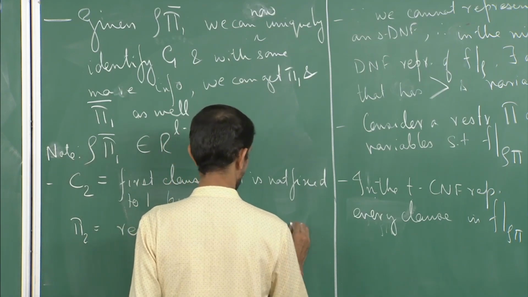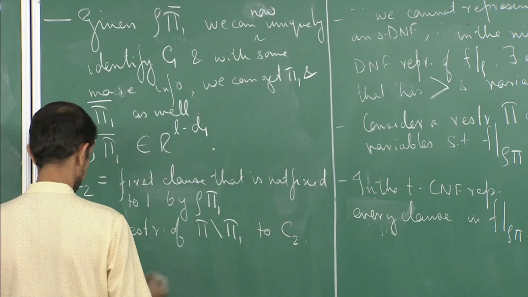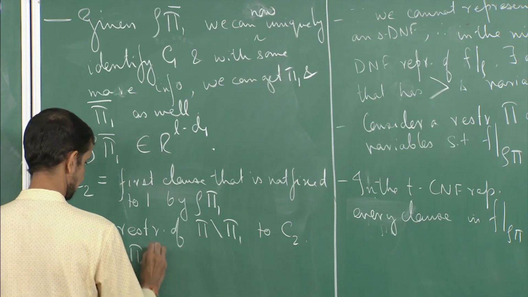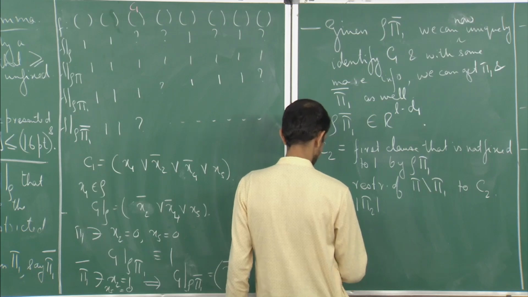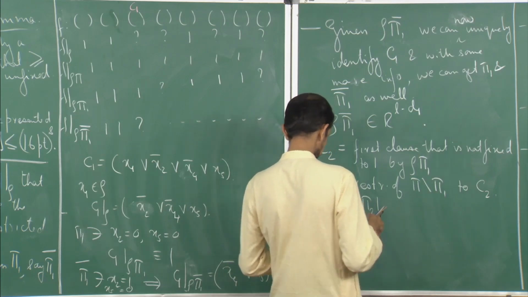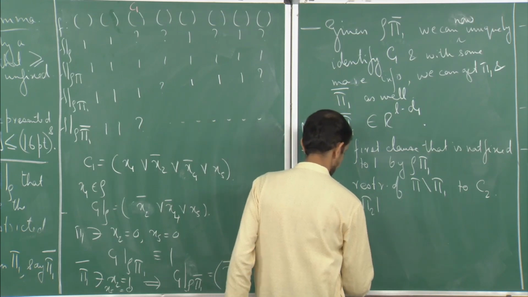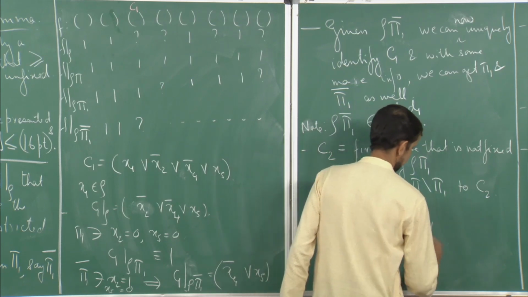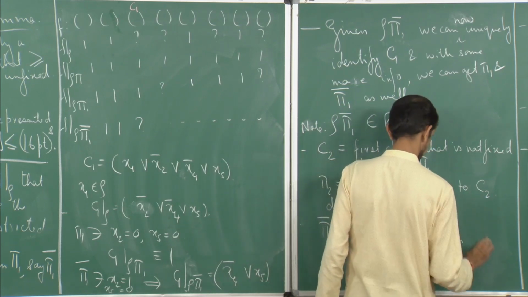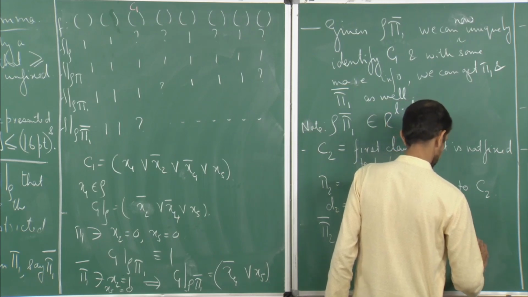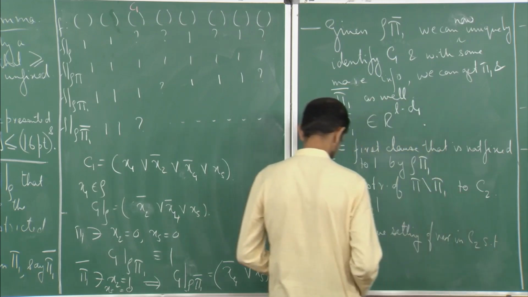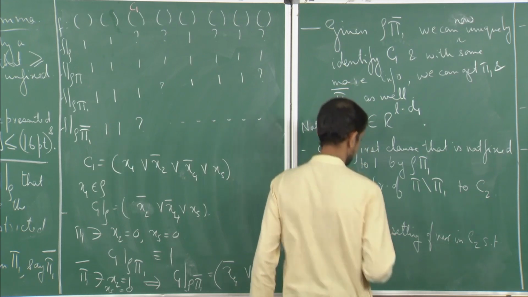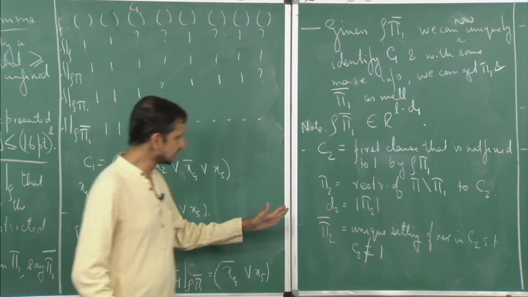To C2, and let's say that D2 is the size of pi 2. Similarly, pi 2 bar is the unique setting of variables in C2 such that C2 is not identically equal to 1. Okay, so we just continue in this manner.